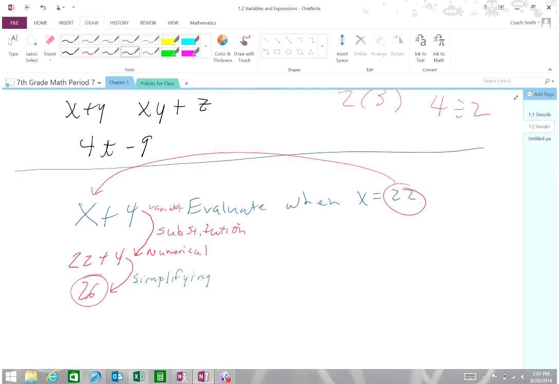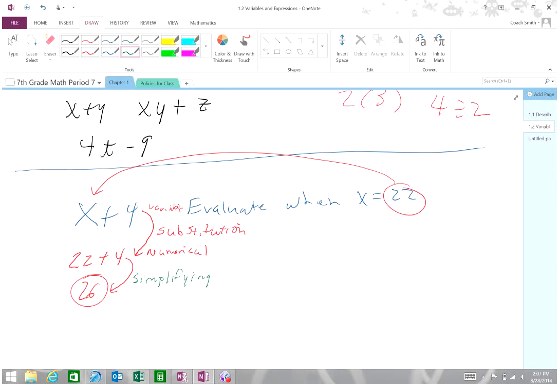So evaluate means to substitute, and then when I've substituted in numbers, once I have my numbers in a numerical expression, then I simplify that to its lowest form, lowest name. Some people say lowest terms, simplest name, simplest form. Okay? So that's how you evaluate. So let's look at a couple examples of those.